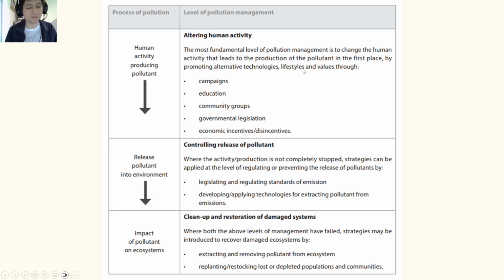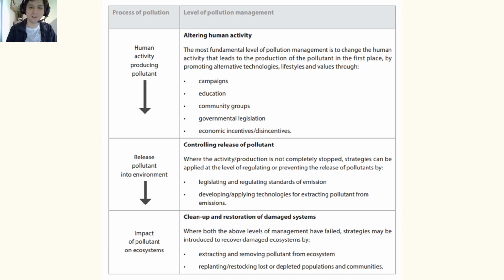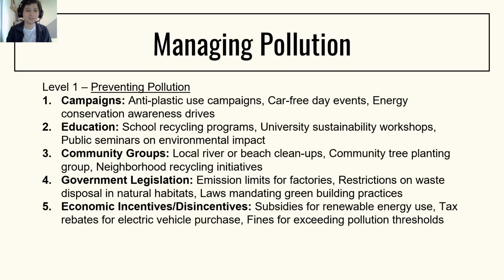maybe the major point to know is that this first level is most effective. This is the second most effective, and this is maybe third most effective. It's not as effective as the first level. And we should do all 3 because all 3 will help the problem. But if at all possible, we should try to do the first level, which, as we see, is altering, preventing pollution or altering human behavior, right? Altering human activity.